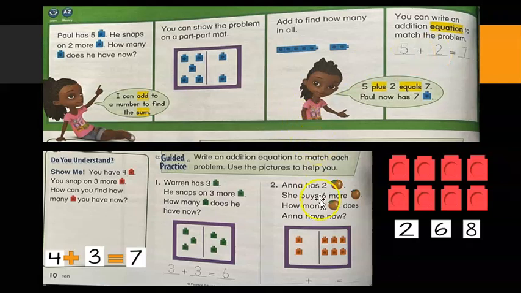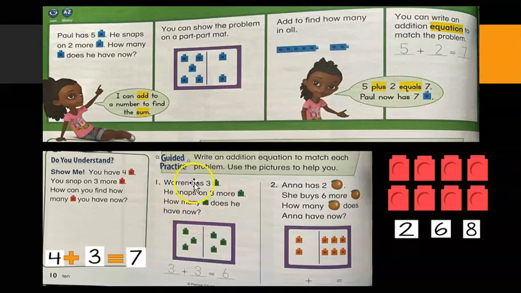Now, keep looking at your screen, first graders. Now, let's look here at this equation. Right here. Let's look here. Number 1, I'm going to read it to you. Warren has 3 green cubes. He snaps on 3 more green cubes. How many green cubes does he have now? Now look at your screen, first graders.